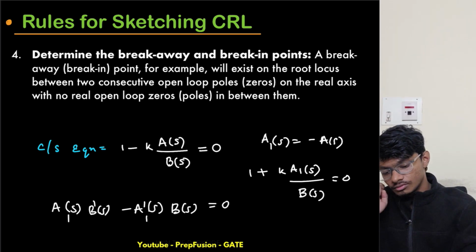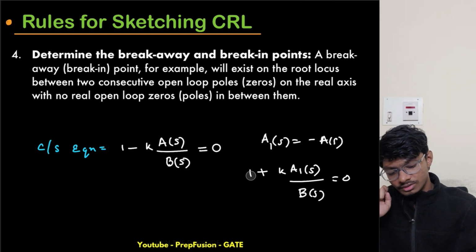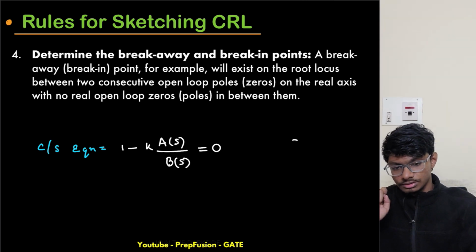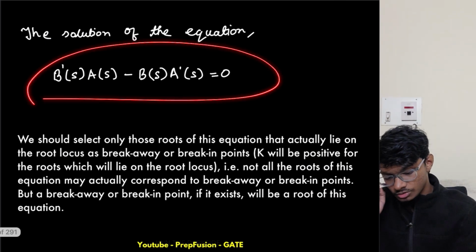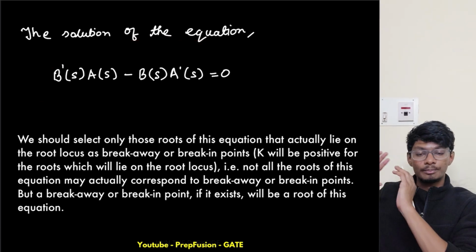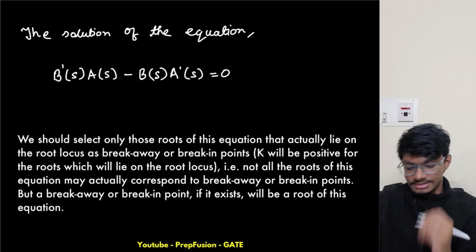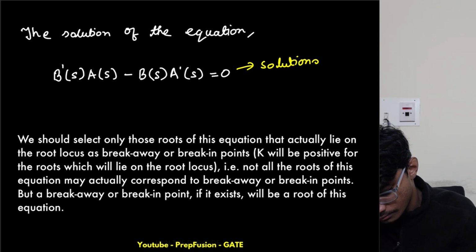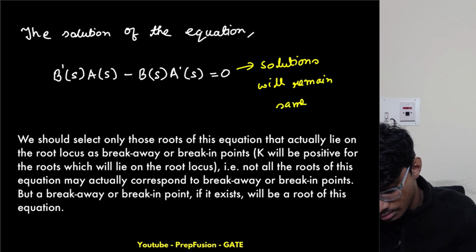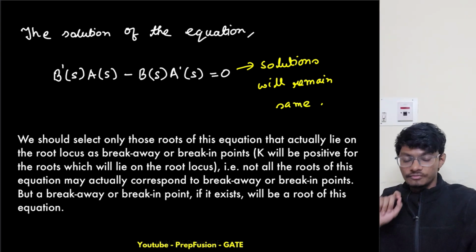So the main point I'm getting at is my solutions. It is already written on the next page that the solutions of this equation will be the same as the normal root locus, or case A. The solutions of this equation will remain the same.